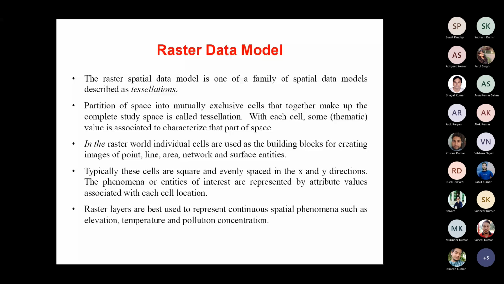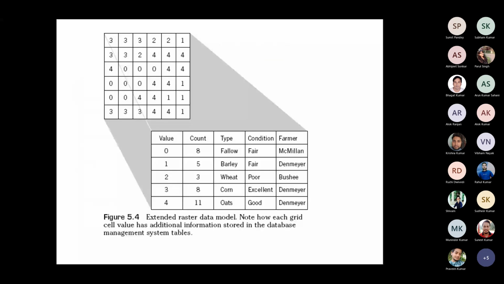This is one of the examples. Okay. As you can see on the screen, this grid is the raster data. Okay. And within this grid, there are different values corresponding to each pixel or each cell: 3, 3, 2, 2, 1, 3, 2, and so on. And then further, there can be another table, like values can be 0 to 4, the count 8, 5, 3, 8, 11. The type can be fallow, barley, wheat, corn. Condition can be fair, poor. Farmer name can be like this.